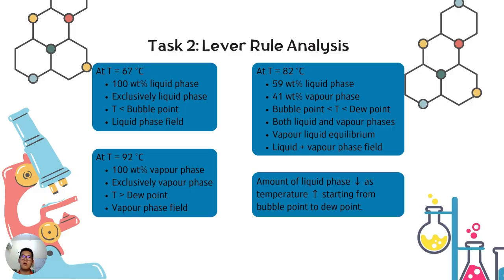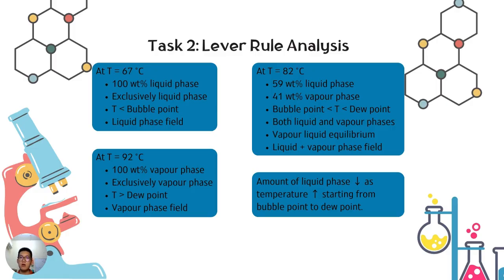Furthermore, at temperature of 92 Celsius, the mixture has 100% by weight of vapor phase. This means that the mixture consists exclusively of the vapor phase. This is due to the fact that temperature of the mixture is above the dew point, which consequently indicates that the temperature composition point is in the vapor phase field.